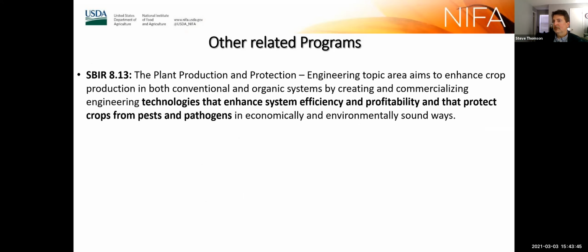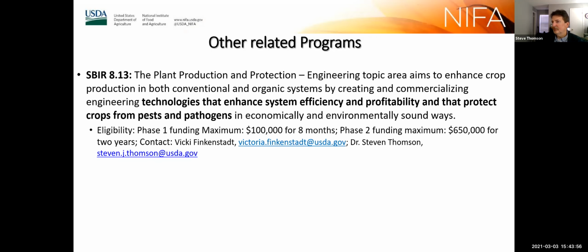Next, let's see what's up. Of course, there's the SBIR program, if you have a small business. And let's see, next subheading, there we go. This is $100K for 8 months for Phase 1, and then $650K for 2 years. There's also a rider on there for help to market this for $6,500. Anyway, Vicky Finkenstadt is going to take this one over next year. I'm going to be a co-leader.